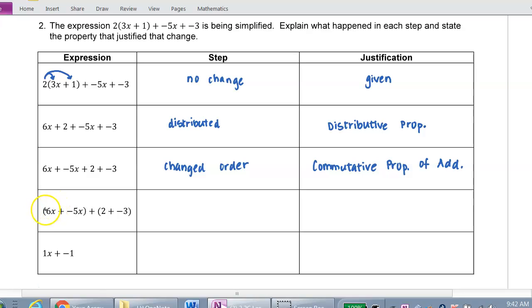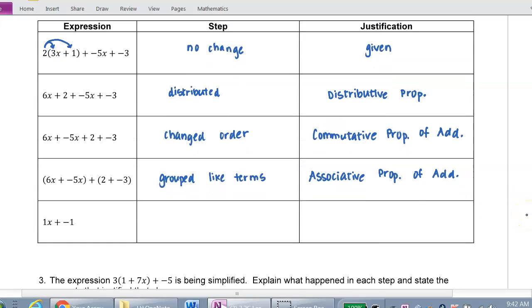Okay, the next thing I notice is that they've grouped the like terms, the variable terms, and they've grouped our constants. And so when they group terms, they're using the associative property. So grouped like terms, and the associative property of addition is what allows us to group terms together when we're adding. Okay, and again, we want to be specific and say whether we're using the associative property of addition or multiplication, in this case addition.